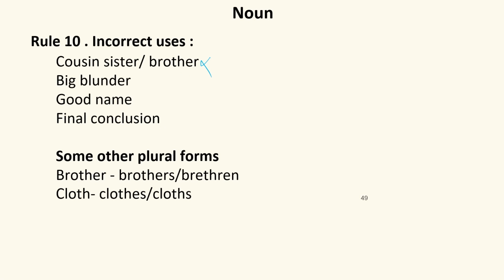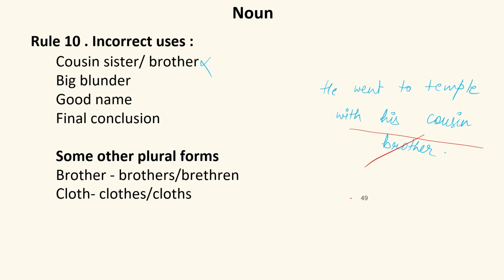Instead, we use cousin. For example, he went to temple with his cousin brother. Now, is this sentence correct? No, the sentence is incorrect. Why? Because we cannot use the word brother with the word cousin. So the correct sentence will be like he went to temple with his cousin.